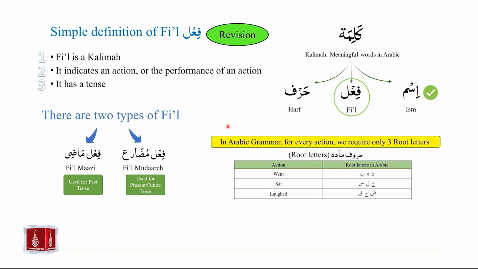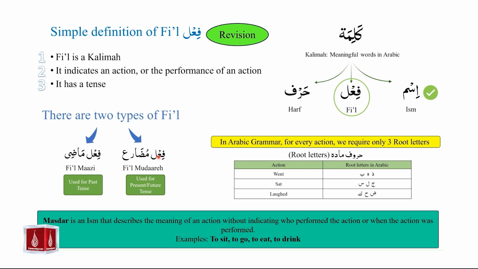In Arabic grammar, for every action we require only 3 root letters. These root letters are called huruf-e-mada. Masdar is an ism that describes the meaning of an action without indicating who performed the action or when the action was performed. For example, to sit, to go, to eat, or to drink.